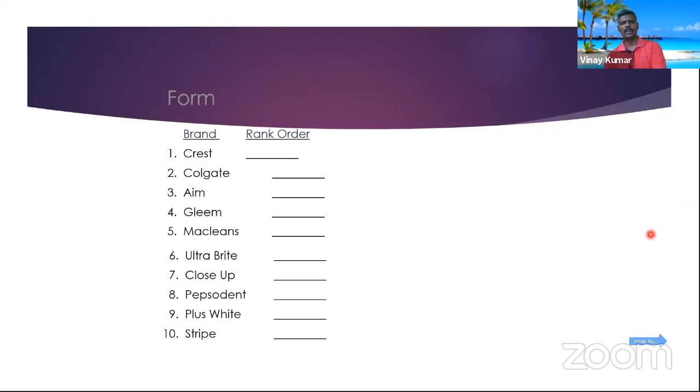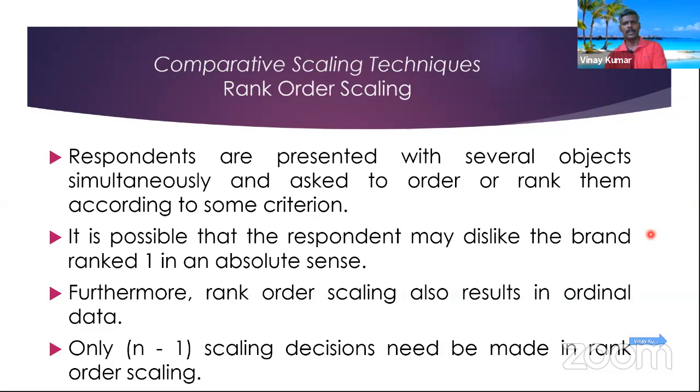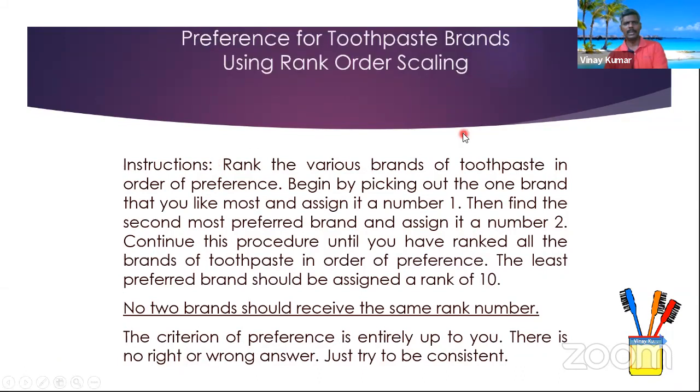So in rank order scaling, we are trying to order the products or the brands, anything that the researcher has selected for his research. We are trying to understand what is the preference of the customer or respondents regarding those products or objects he has selected. So here, rank order scaling also results in ordinal data because we are ordering the data here. And this is again a popular method which is used in marketing to understand the customer preference of the product or service. So that's about rank order scaling.